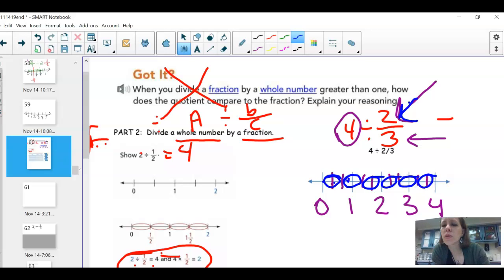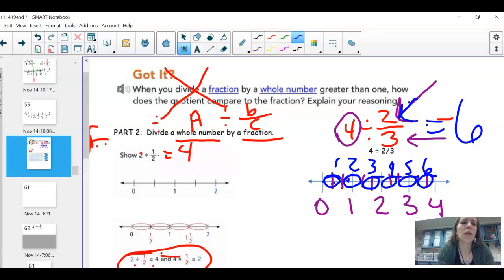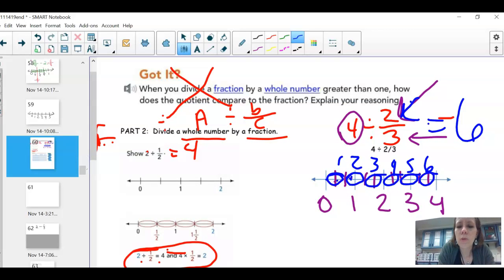Y ahora yo voy a contar los círculos. 1, 2, 3, 4, 5, 6. Y entonces, este es igual a 6. Y entonces, yo tengo mi problema aquí.